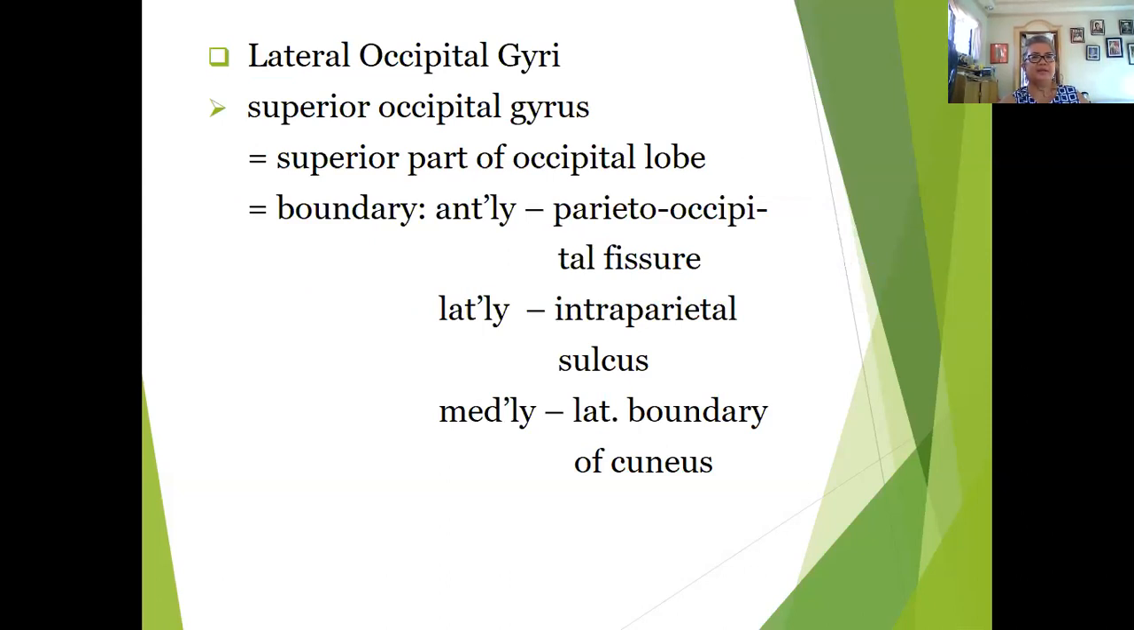So the lateral occipital gyri, you have a superior occipital gyrus, which is the superior part of the occipital lobe. Anteriorly, it is bounded by your parieto-occipital fissure. Then laterally by your intraparietal sulcus, and medially by the lateral boundary of the cuneus.